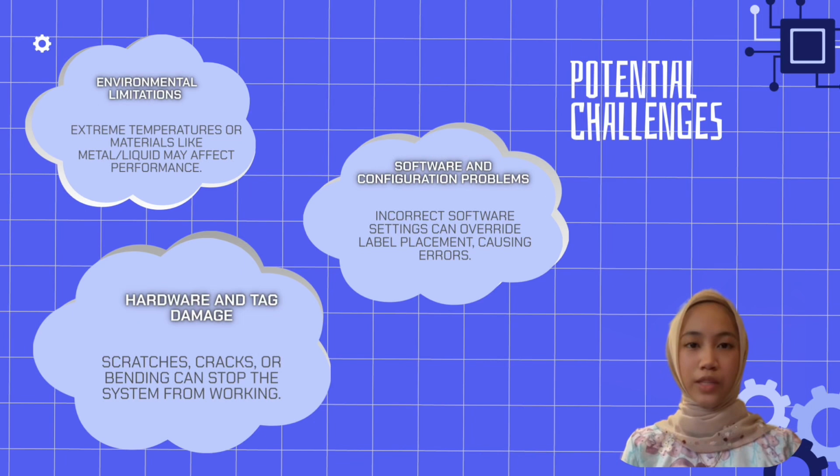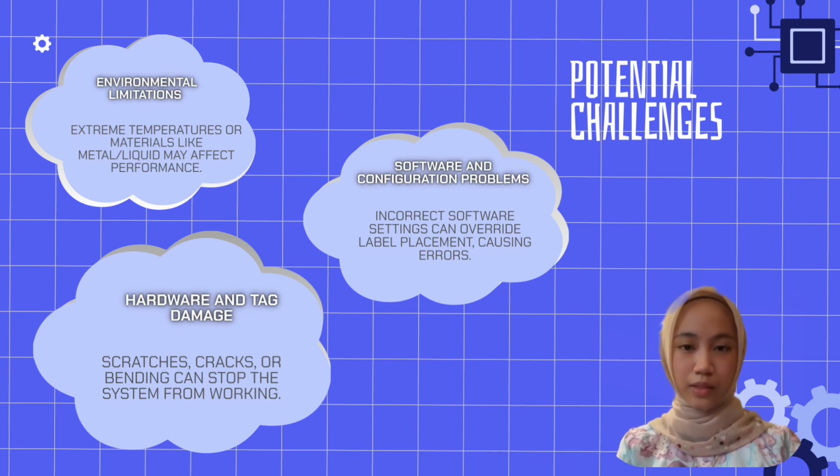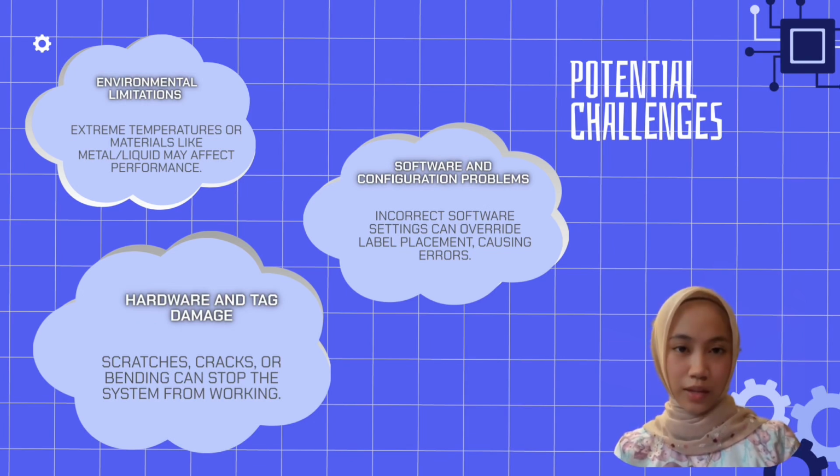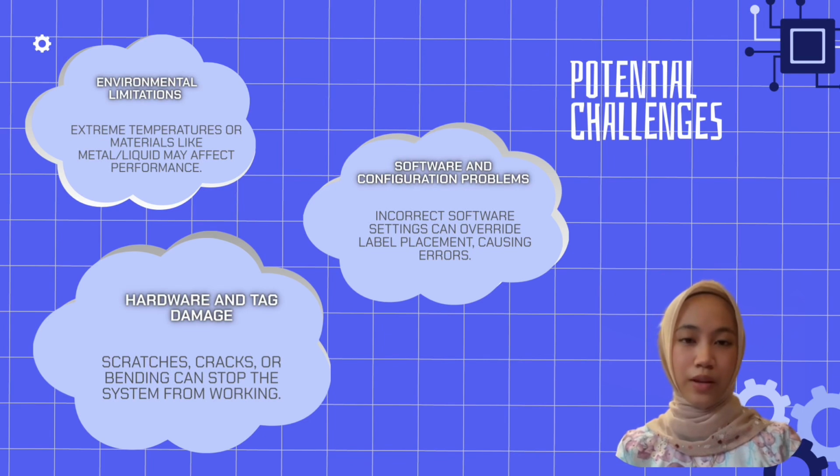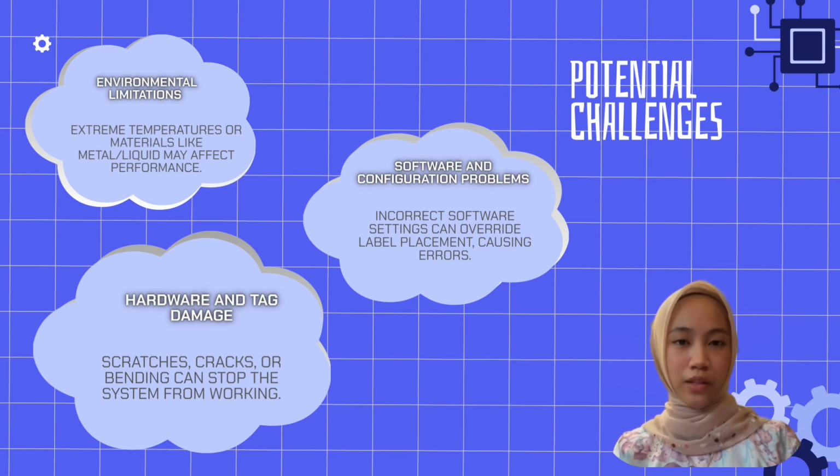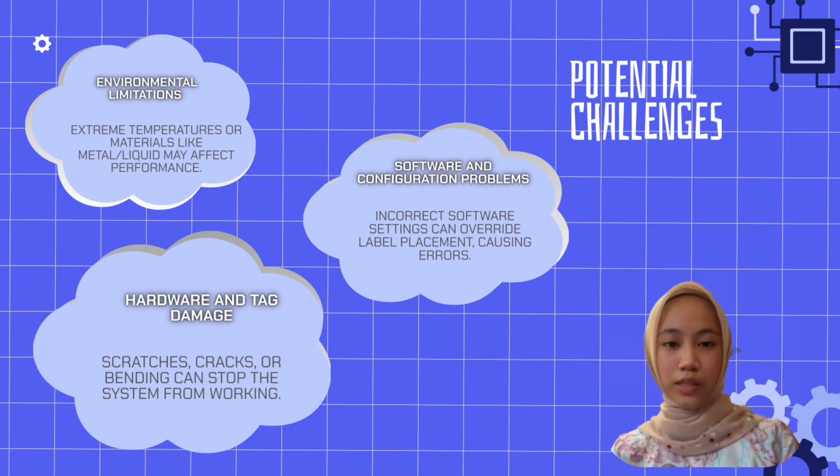Let's consider some of the challenges these systems may face. Software and configuration problems can occur when incorrect settings override label placements or system parameters, causing errors that disrupt operation. Hardware and tech damages such as cracks, bending, and scratches can prevent devices from functioning properly. Finally, environmental limitations, including extreme temperatures, liquids, or the presence of metal, can affect the system performance. Being aware of these challenges is important to ensure that systems work reliably and deliver their intended benefit.